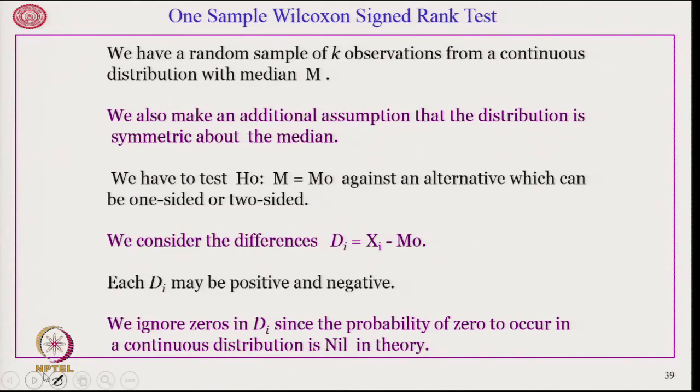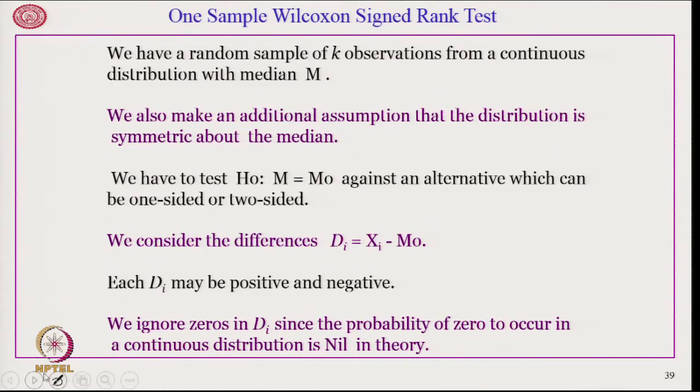What is it? So, as before, we have a random sample of k observations from a continuous distribution with median equal to m. So, this is the population median, we do not know about it. This is what we are trying to estimate or test based on a sample. But to apply Wilcoxon signed rank test, we need another additional assumption that the distribution is symmetric around the median.